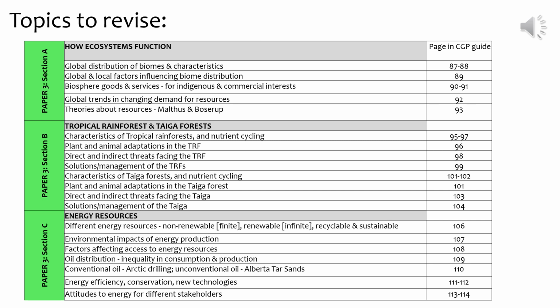The last section is really important, and it's probably the biggest section of the paper as well. You need to know about energy, renewables and non-renewables, recyclable and sustainable energies. We need to think about energy production, the impact that oil drilling has, fracking has on the environment, for example. Why some countries at a lower level of development have oil but cannot access it. A really good reminder here is a country like Nigeria. They've got loads of oil, but Shell are working in Nigeria to extract it because Nigeria didn't have the technology to be able to do that themselves.